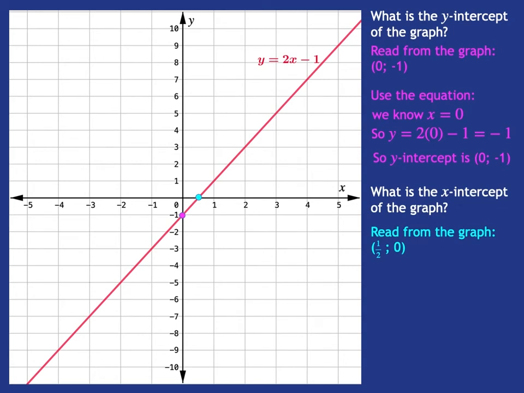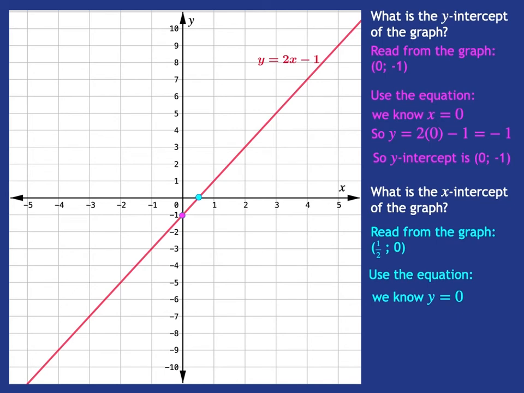And this is going to help us if we want to try and work out the x-intercept by using the equation. We know that the x-intercept has to be on the x-axis, and on the x-axis you haven't moved up or down, and so the y value is 0.